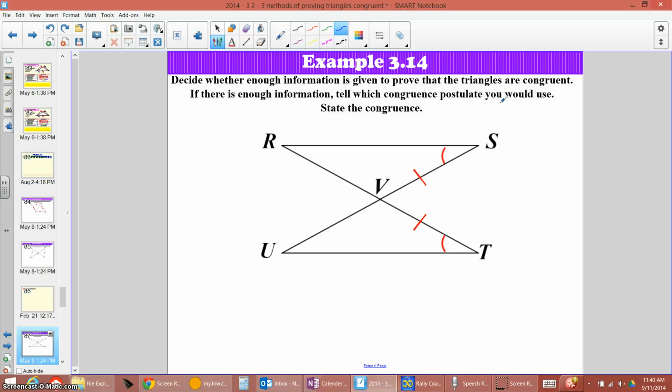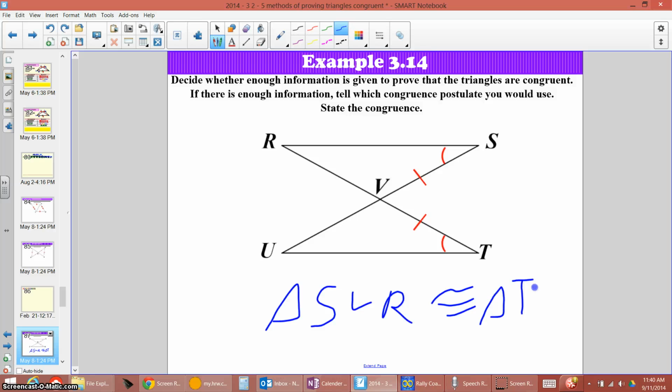This is a big one. SVR. So if I said triangle SVR, it's a terrible V, but you'll get it, is congruent to triangle. Now I start with S. What corresponding part of S is there? T. Good, so I start with T. V corresponds to V, and R corresponds to U. So SV, let me fix that V a little bit, SVR is congruent to TVU.